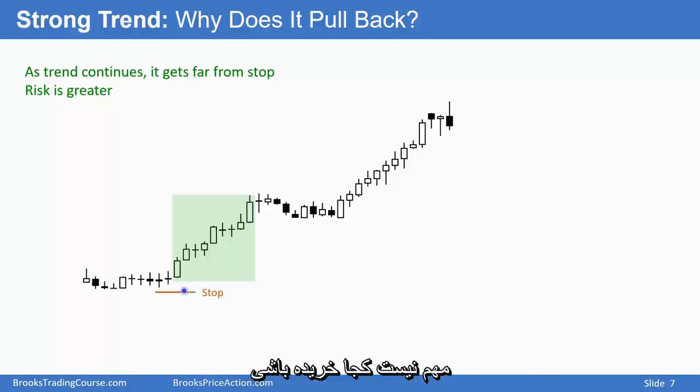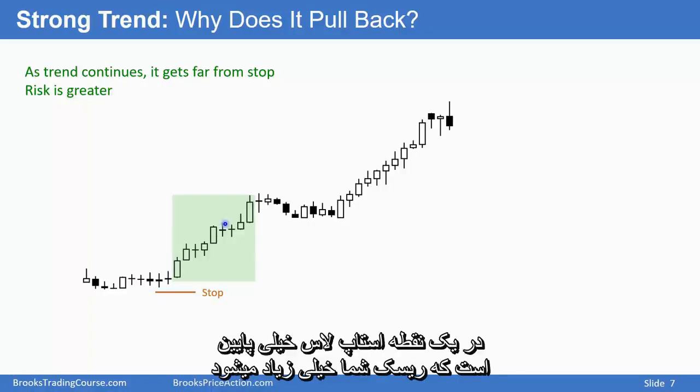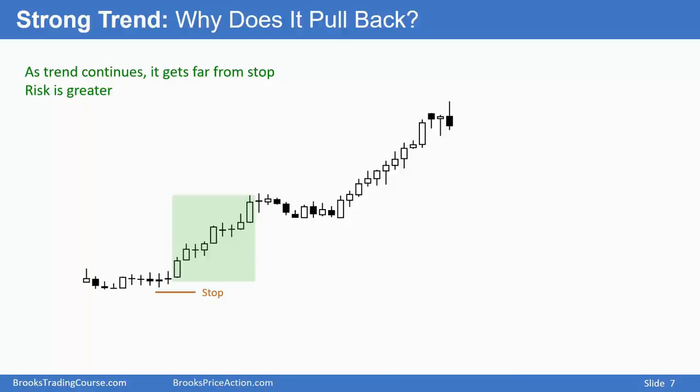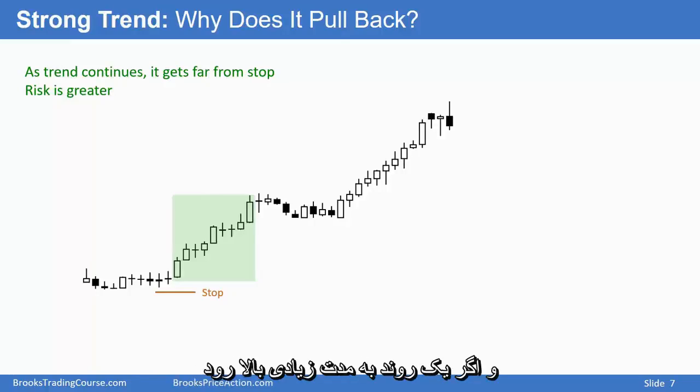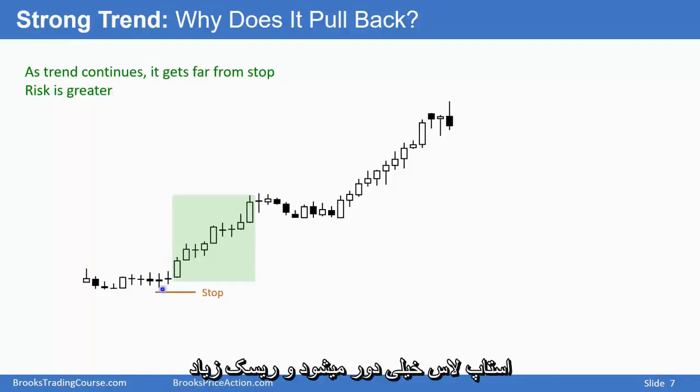Now think about that. So it doesn't matter where you bought, right? If you buy up here, this is your risk. At some point, the stop is so far below that your risk is great. And if you're an institutional trader, you have to reduce your risk. Every institution has a defined risk, a maximum risk that they will allow. And if a trend goes on too long, the stop is too far, the risk is too great.